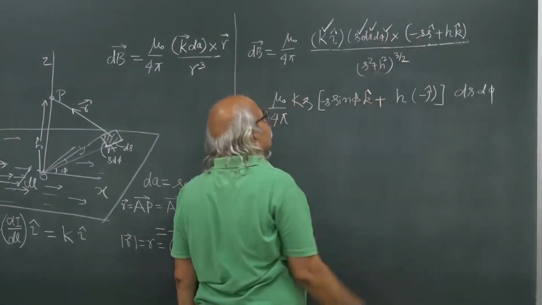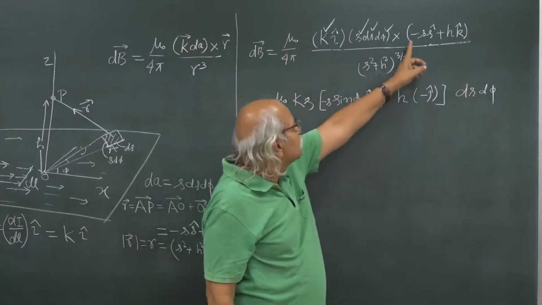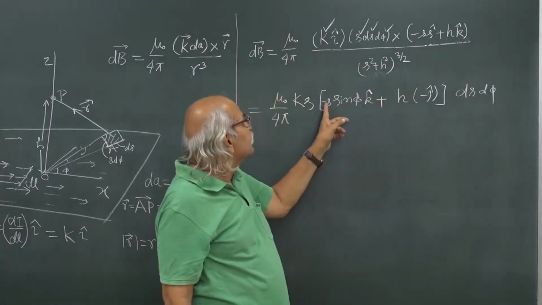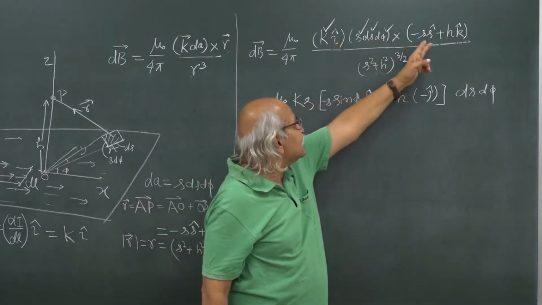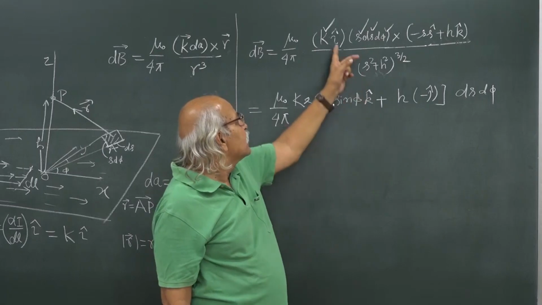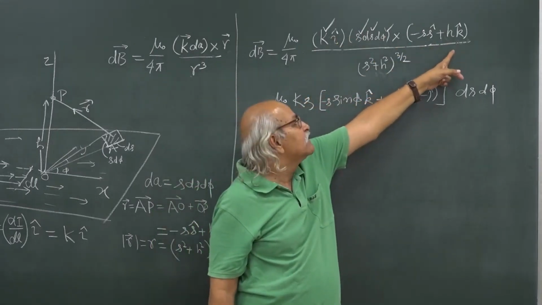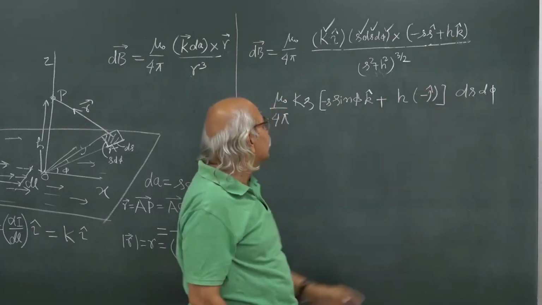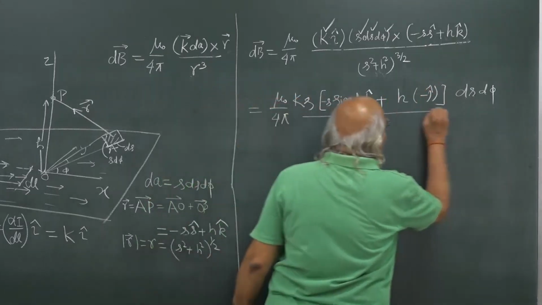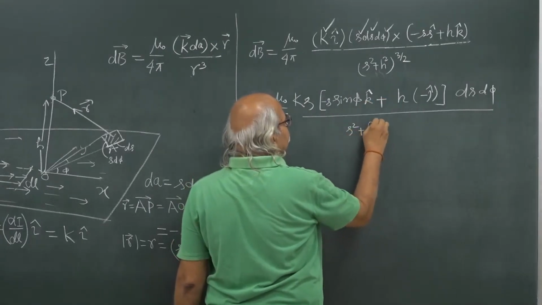Now it's the cross product business. This k is already written, this s is already written, this minus s is here. Then I cap cross s cap we worked out. This is sine phi k cap, and I cap cross k cap is minus j cap. So it is minus j cap. This is the numerator, and the denominator is s square plus h square to the power 3 by 2.